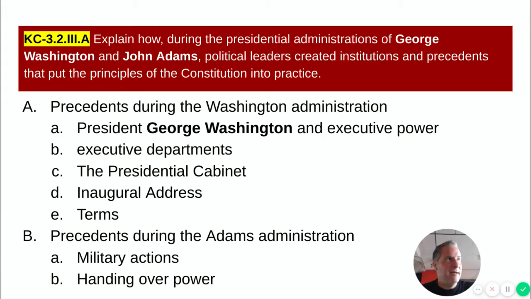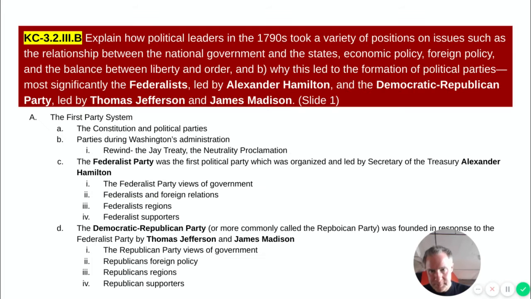Adams also established a precedent which was rather unfortunate for him, and that's the fact that he lost his bid for a second term. Thomas Jefferson defeated him, but Adams established the precedent that when a president loses an election, they peacefully and willingly hand over power to their successor.